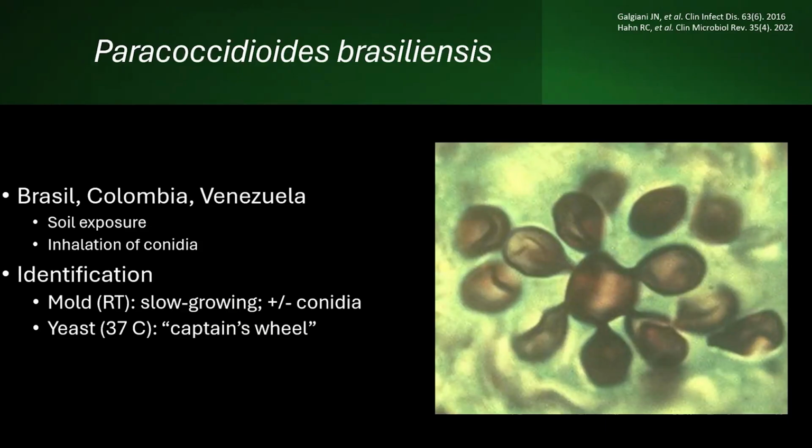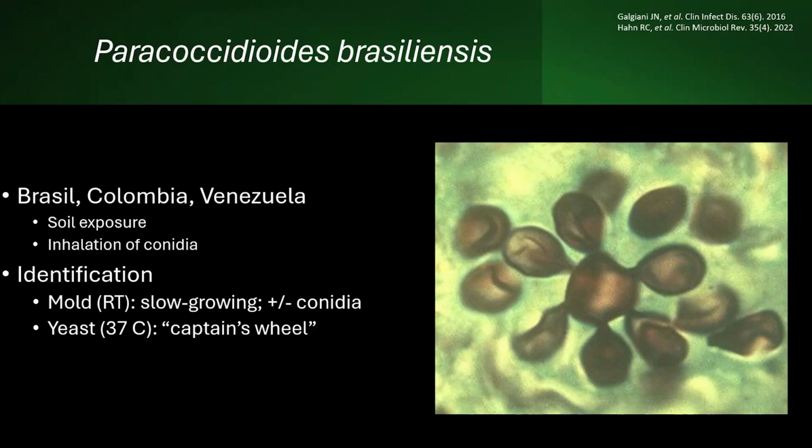Moving on to Paracoccidioides brasiliensis. This is found in Brazil, Colombia, and Venezuela, as its name might suggest, and is associated with soil exposure and inhalation of conidia. Identification of this organism is largely based on its yeast morphology in tissue, where it has this classic captain's wheel morphology. It looks kind of like the ship's wheel of an old-timey ship, where you have one mother cell in the center giving off multiple budding daughter cells surrounding it.